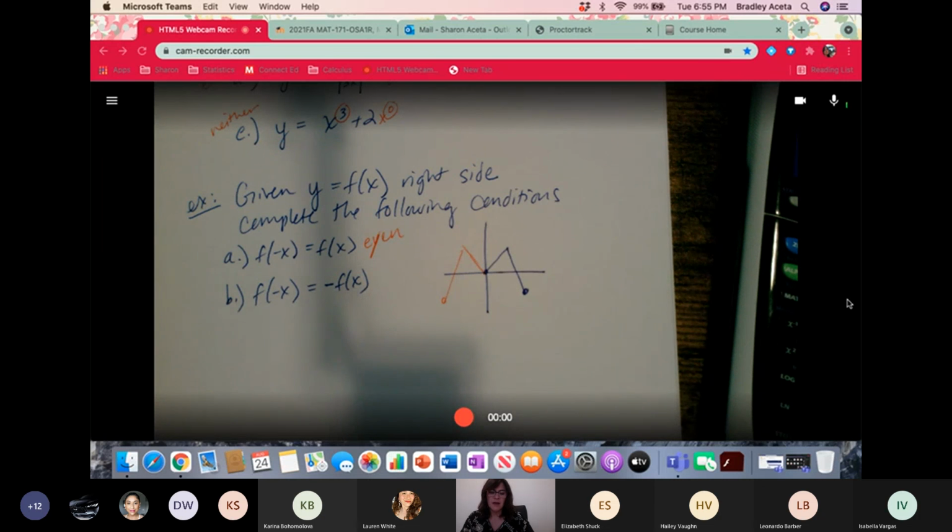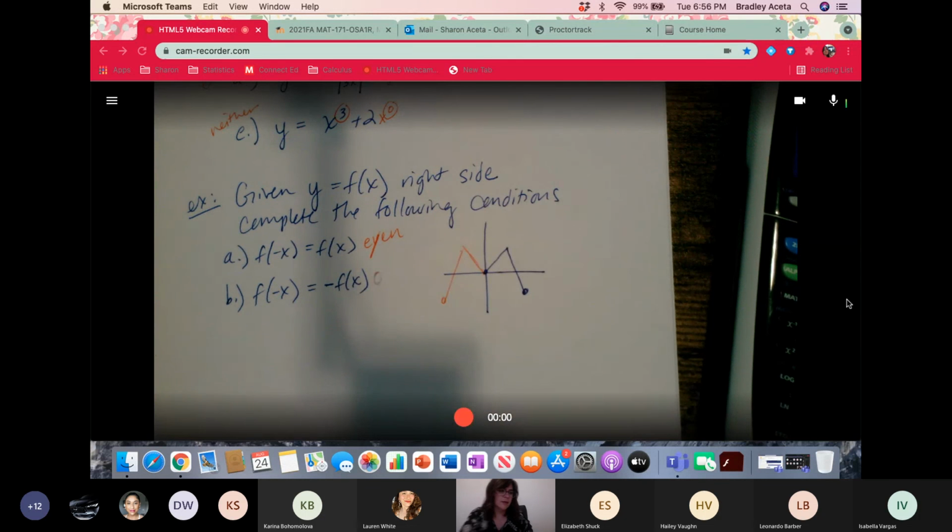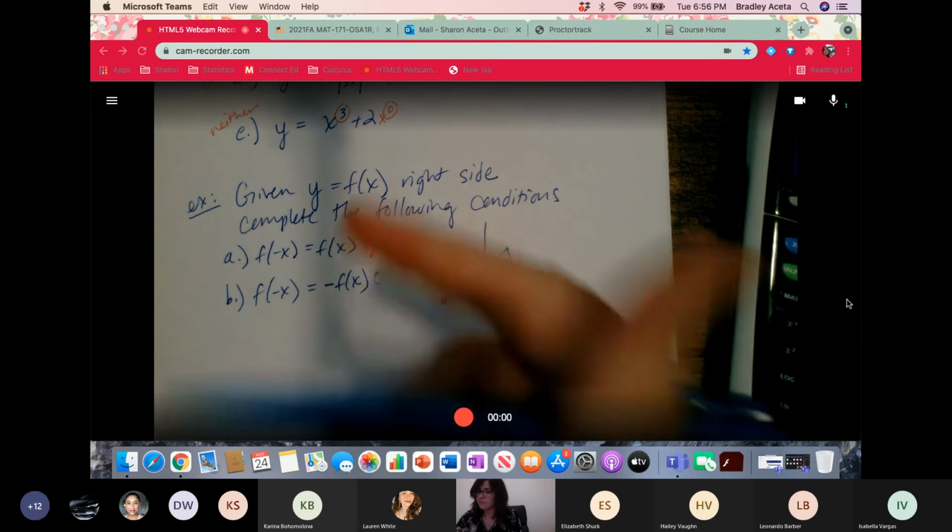This one is odd. Let me change colors real quick. No, this is a terrible highlighter. We'll do this one.